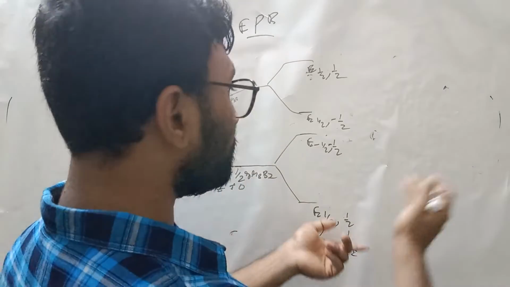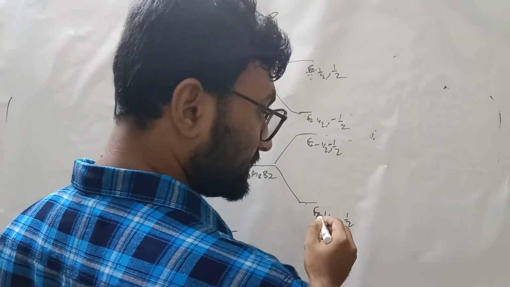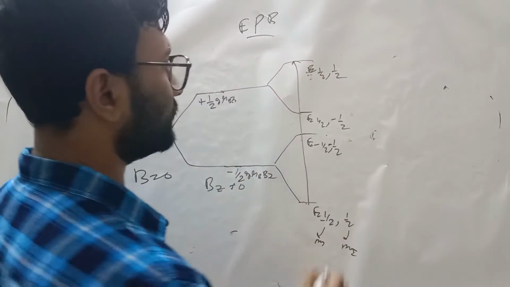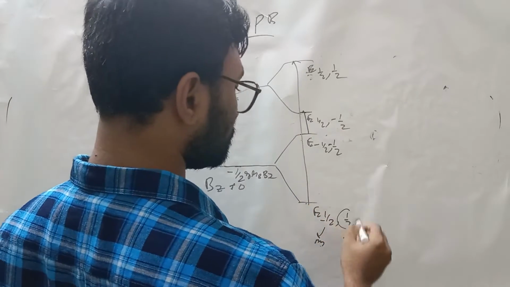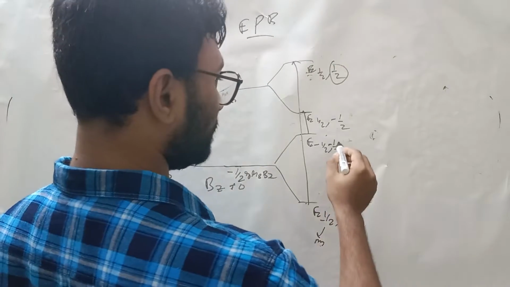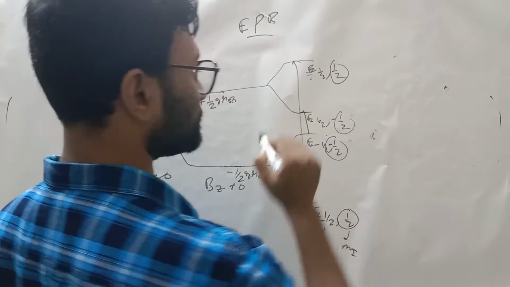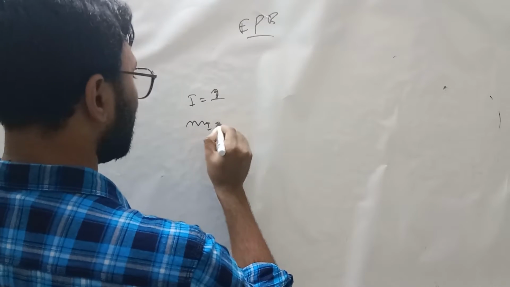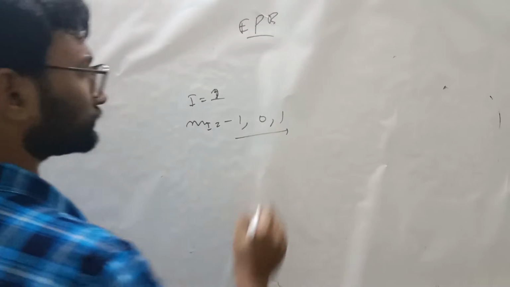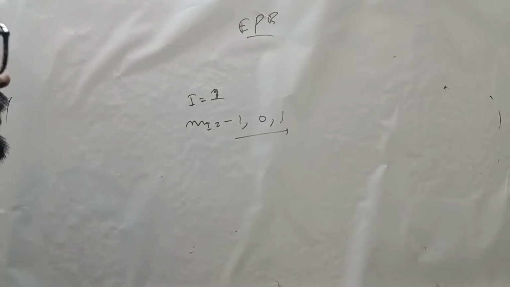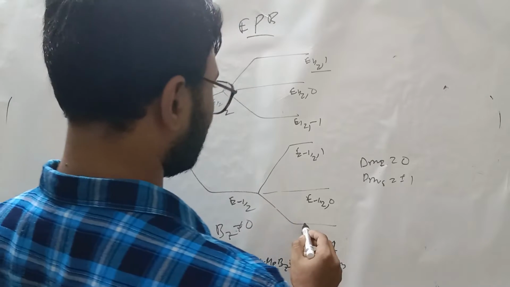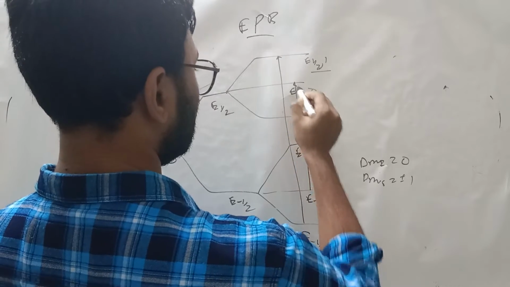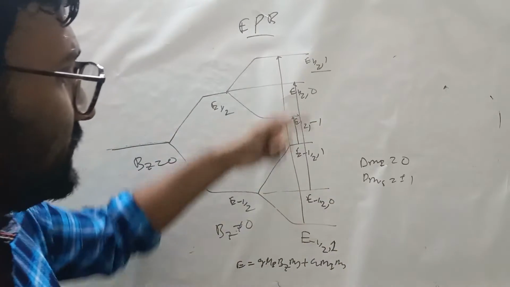Understood? The ms will change by plus minus 1. So from here we can jump from here, and this will be half. So only one possibility is there here, and only one possibility here, because this should be the same, and for this it should be the same, and this is the plus minus 1. So only two transitions can be possible here. Then mI has values -1, 0, 1. These are the values of mI corresponding to any ms. So from here the transition can take place there, and here to here. So only three transitions can take place.